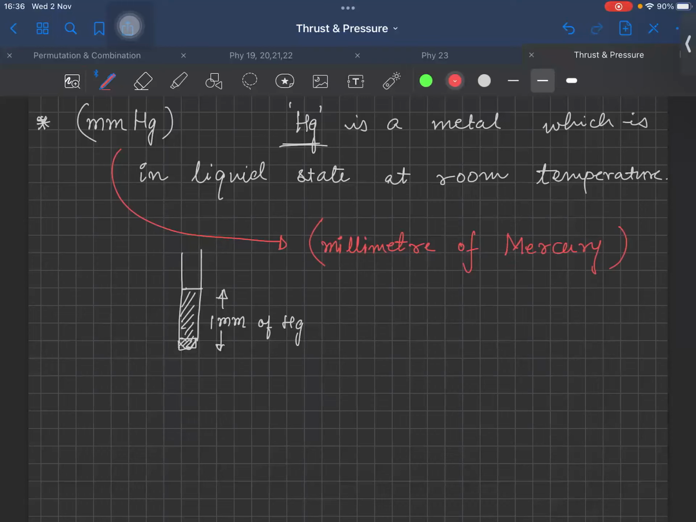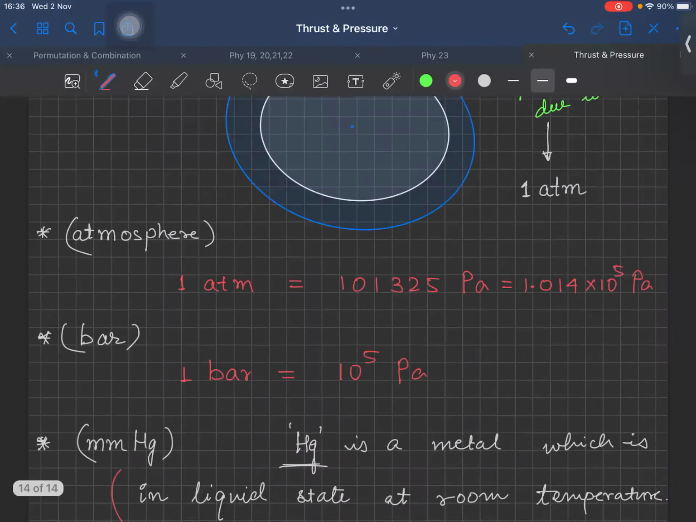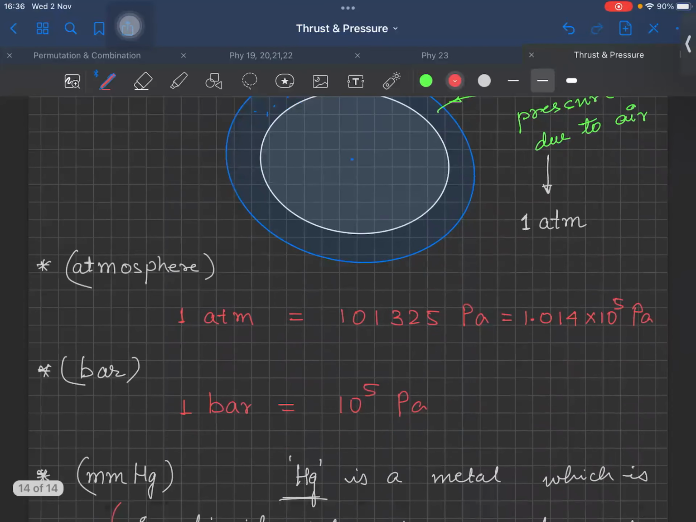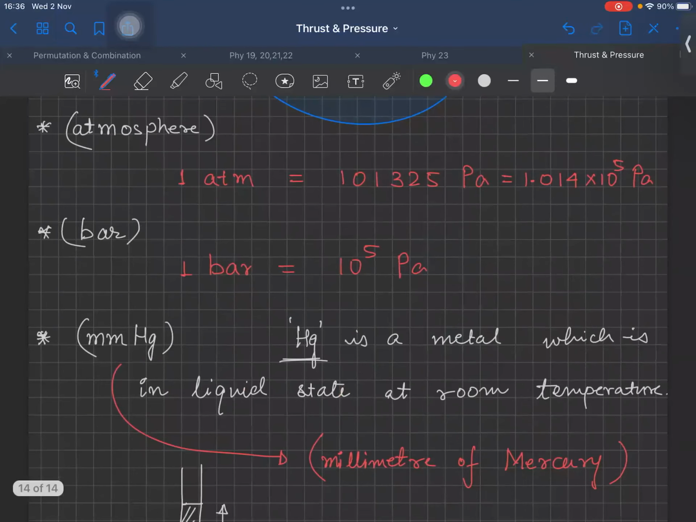So 1 mmHg, 1 millimeter of mercury, will have a pressure of 133.33 Pascal. This much amount of pressure will be put by 1 millimeter of mercury. So these are all units of pressure. Understood? Atmosphere, bar, millimeter of mercury. Is this thing clear?